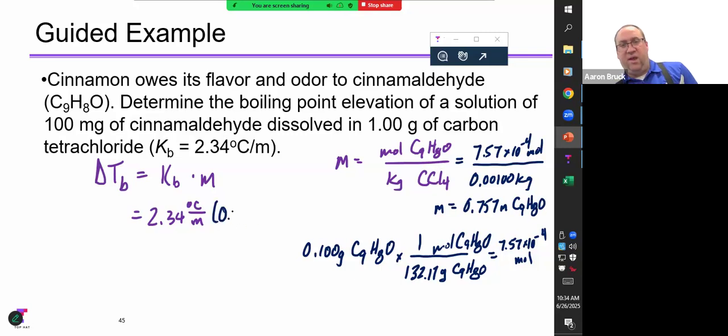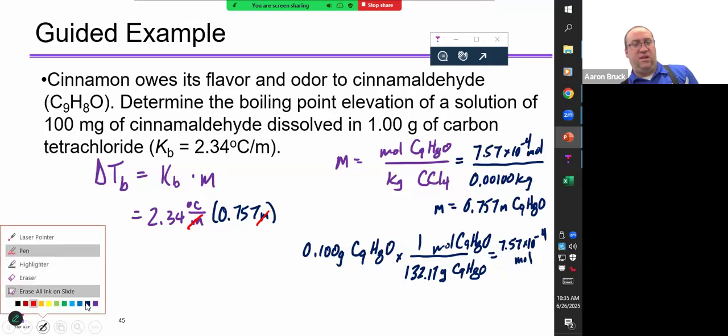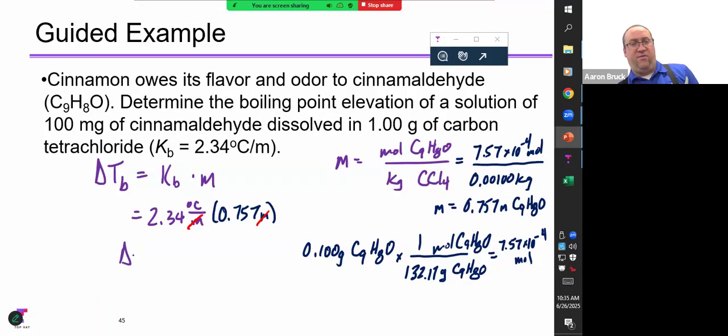So if I put that value now into my boiling point elevation, I see that my molality calculation is going to cancel out as a unit, and my boiling point elevation is going to be 2.34 multiplied by 0.757, which to 3 significant figures would be 1.77 degrees Celsius.